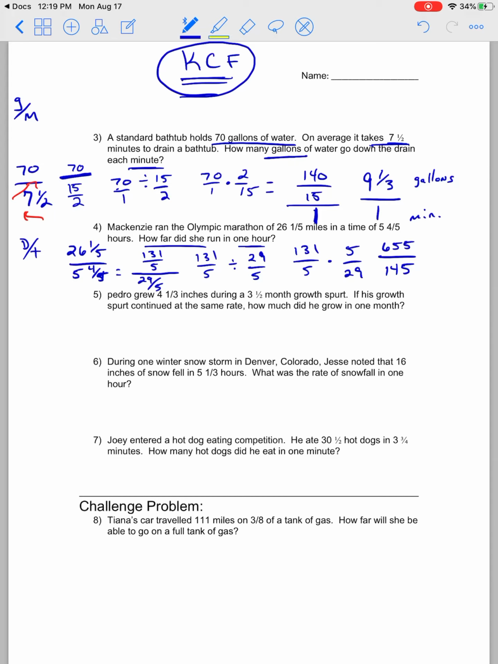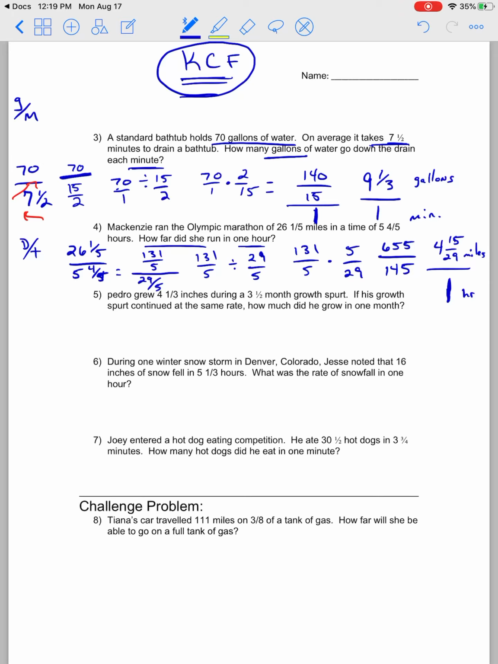If you simplify that all the way down, I'm running out of room here. When you simplify it all the way down, it's going to give you 4 15/29 miles per 1 hour. All right. And you can write miles to the side if it helps you see it.